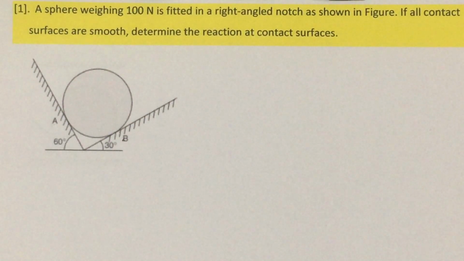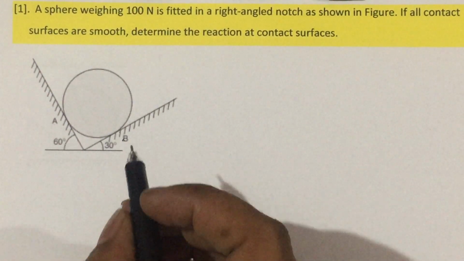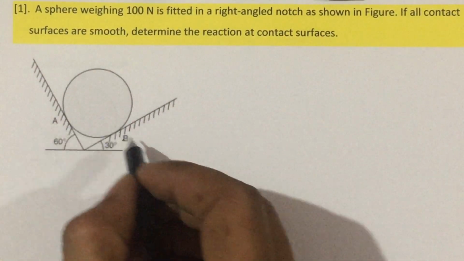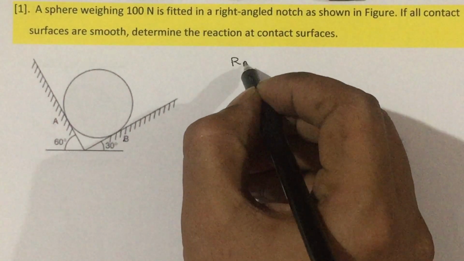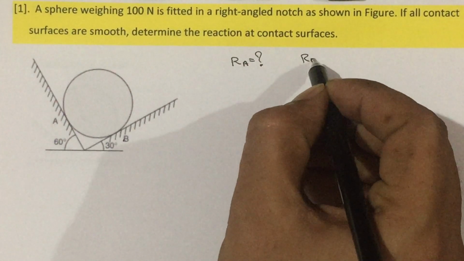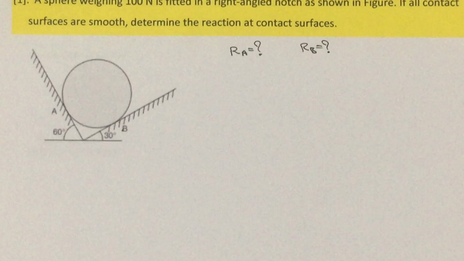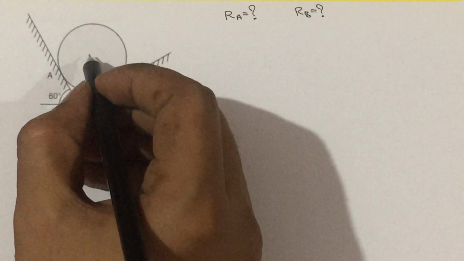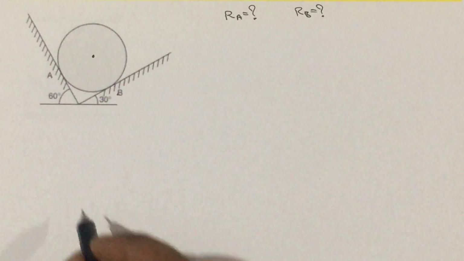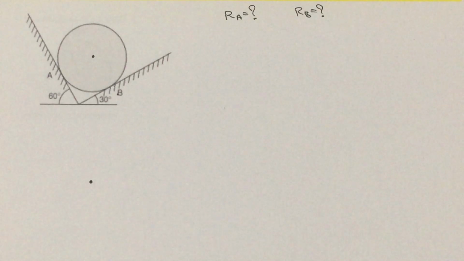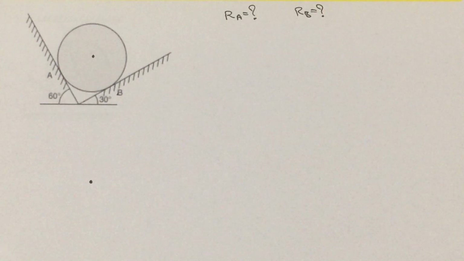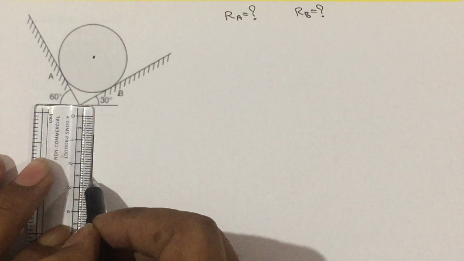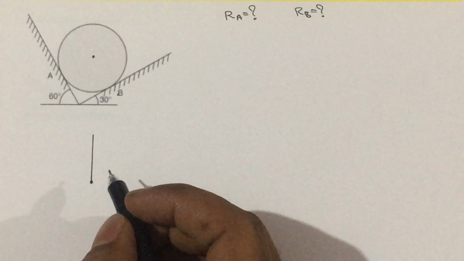Then next step is draw the free body diagram. Before going into that, what we need to determine is the reaction at the contact surface, that is RA and RB we need to calculate. So let us write the free body diagram. How to write the free body diagram? We are going to write it at the center of the ball. So write the point, then write the connected lines. First we need to write the weight line. The ball will be having some weight, so that line.